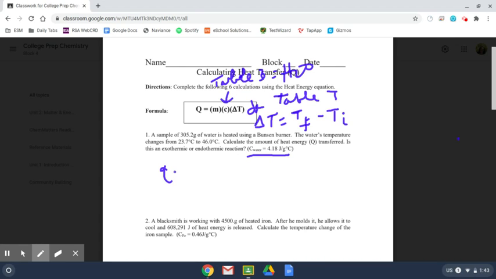So Q equals mass, 305.2. Q equals M, C is 4.18, and I'm not going to worry about the units just yet. And T final, which is 46.0, minus T initial, 23.7. So remember, order of operations, we should take care of that first. 46.0 minus 23.7 is 22.3.